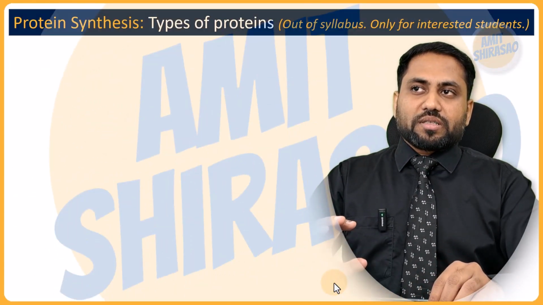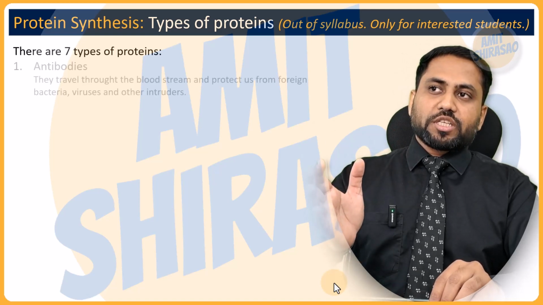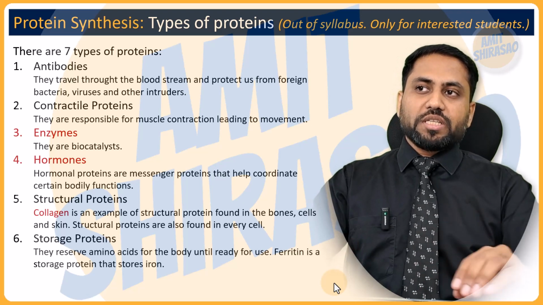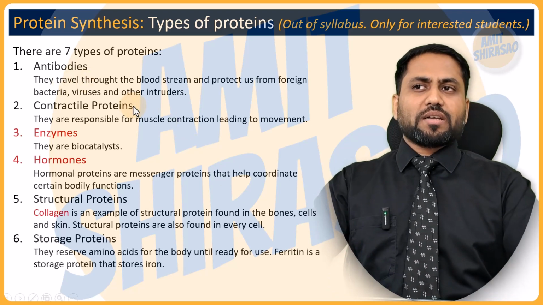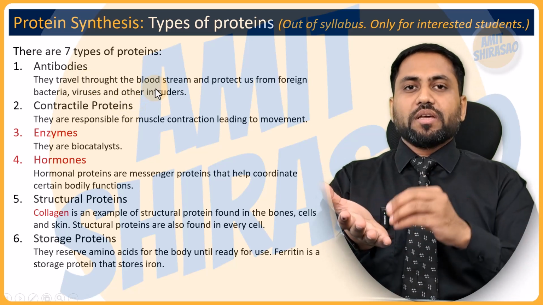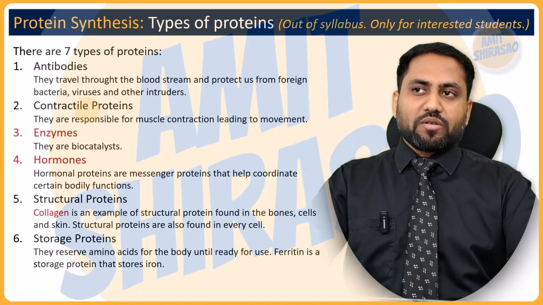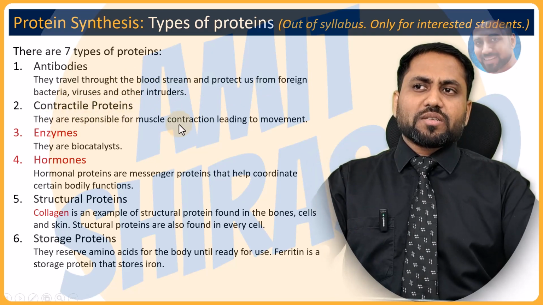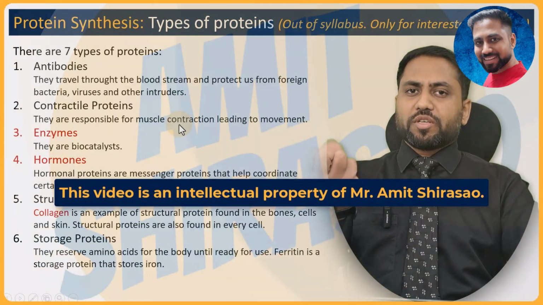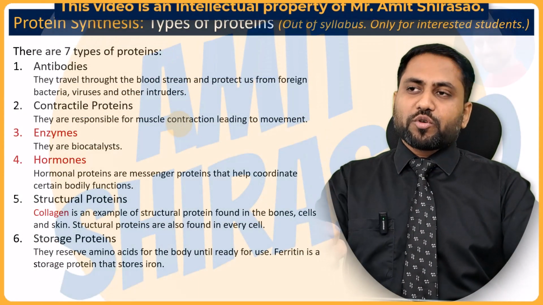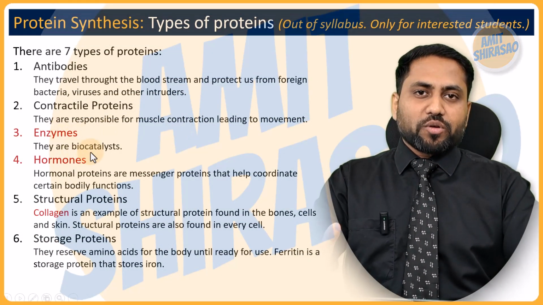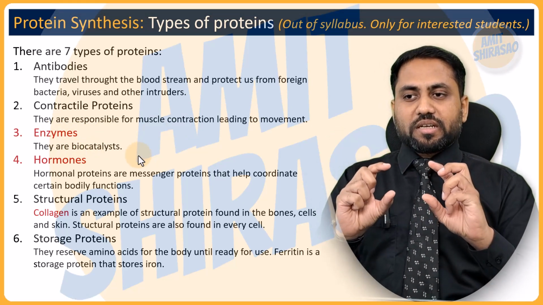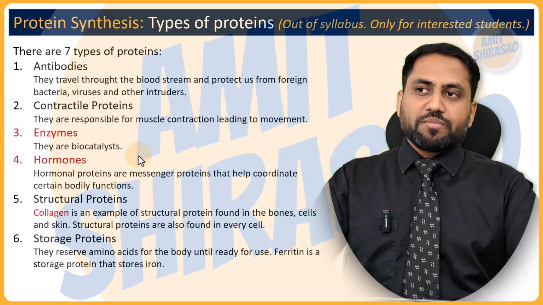This is a little out of syllabus, but I'm just mentioning that there are so many types of proteins: antibodies, contractile proteins. Antibodies are in your bloodstream. They fight viruses and external intruders, bacteria, etc. Contractile proteins are responsible for muscle contraction. Whenever you contract a muscle, it is due to contractile proteins. Enzymes are basically biocatalysts. Whichever chemical reactions take place in the body are catalyzed, that means their rate is increased, using enzymes.